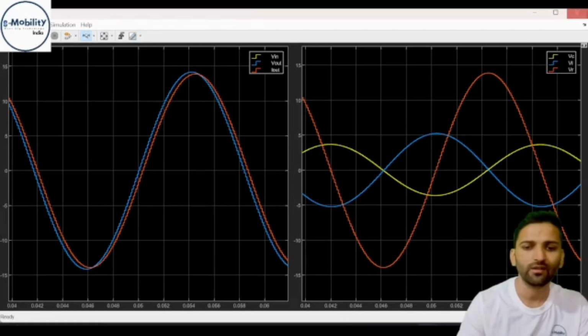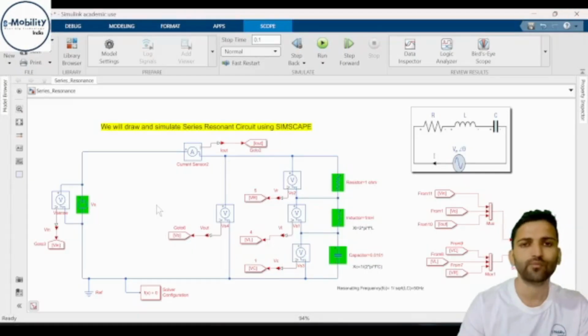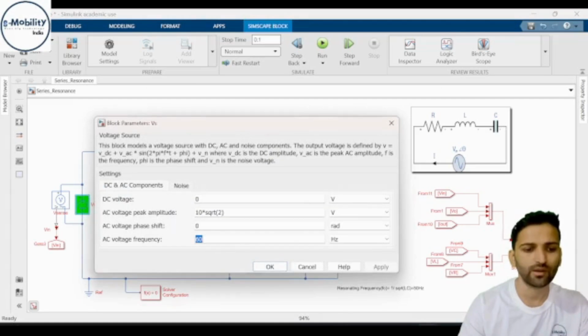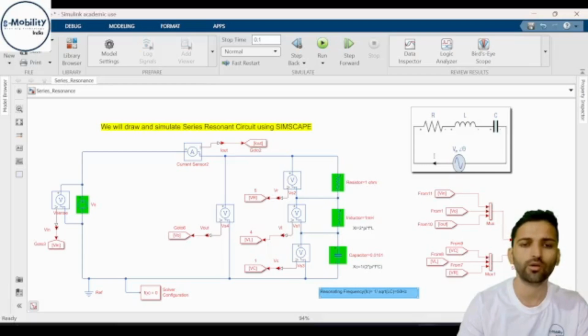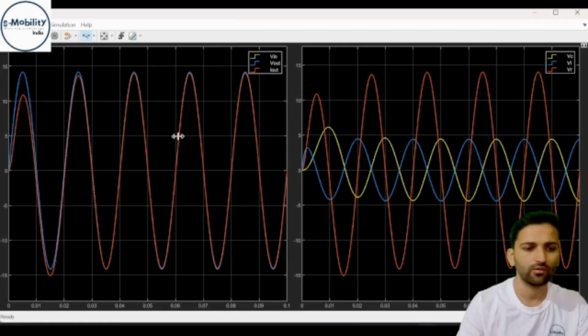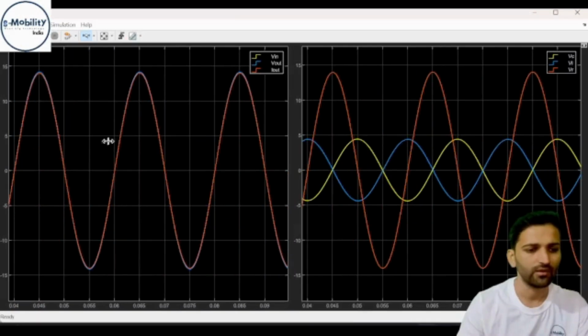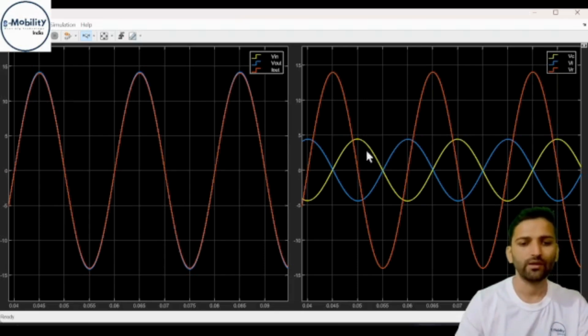So here we can say that as the frequency increases, the circuit becomes more and more inductive, and as the frequency is low, the circuit becomes capacitive. At a particular point, which we can calculate from the resonating frequency 1 upon square root of LC, we can find that 50 hertz is the sweet spot where the resonance is happening. So this is resonance, where the voltage is in phase with the current, and the VC, the capacitor voltage, and the inductor voltage are cancelling out each other.